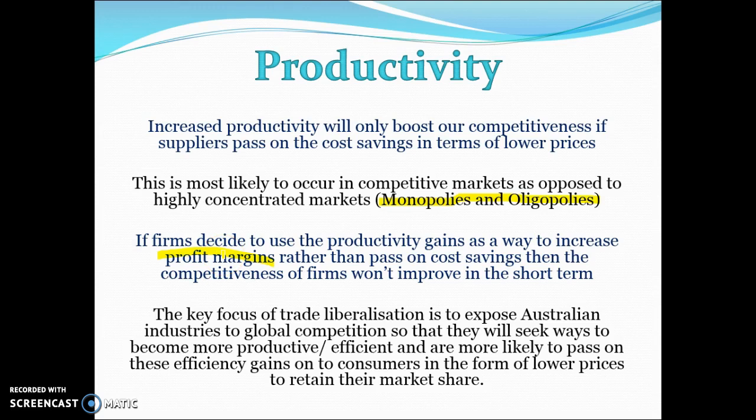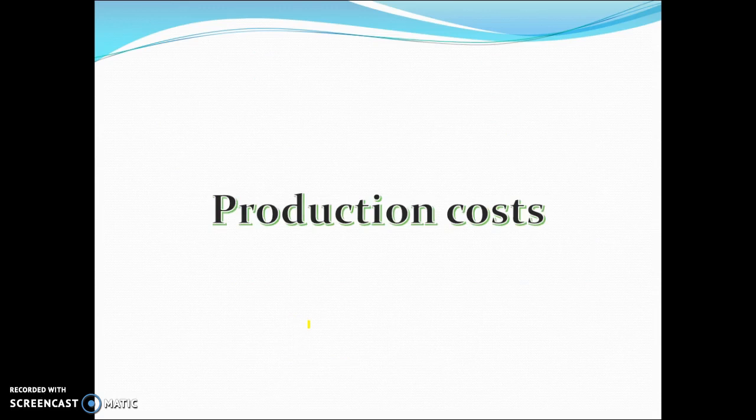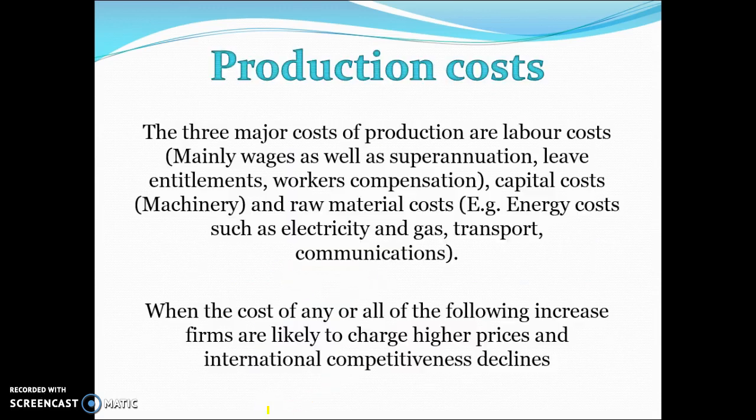that won't make us more competitive. When we're talking about trade liberalisation, which we will later in the chapter, the idea is to boost the level of global competition so firms are always seeking new ways to become productive and innovative so that they're able to become more competitive going forward. Production costs are the second one. As I said to you, there are three main types of production costs you need to be aware of.